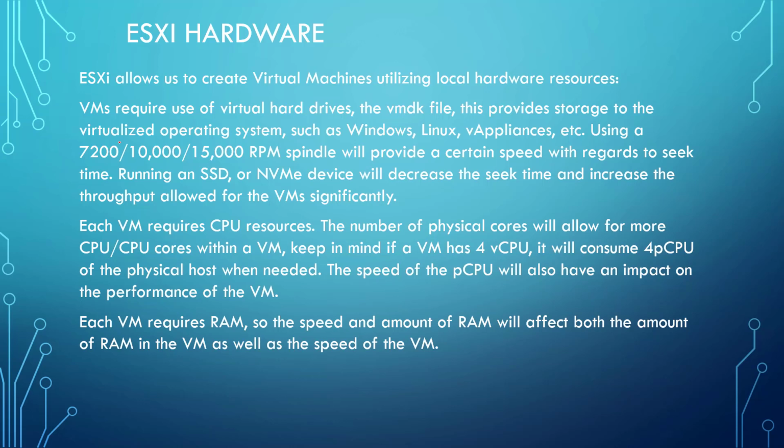The number of physical cores will allow you more CPU cores within a virtual machine. Keep in mind that if a VM has 4 vCPU, it will consume 4 physical CPUs of that physical host when they are needed. The speed of the physical CPU will also have an impact on performance of the VM. Each VM, of course, requires RAM, so the speed and amount of RAM will affect both the amount of RAM the VM can have as well as the speed of memory for that particular VM.